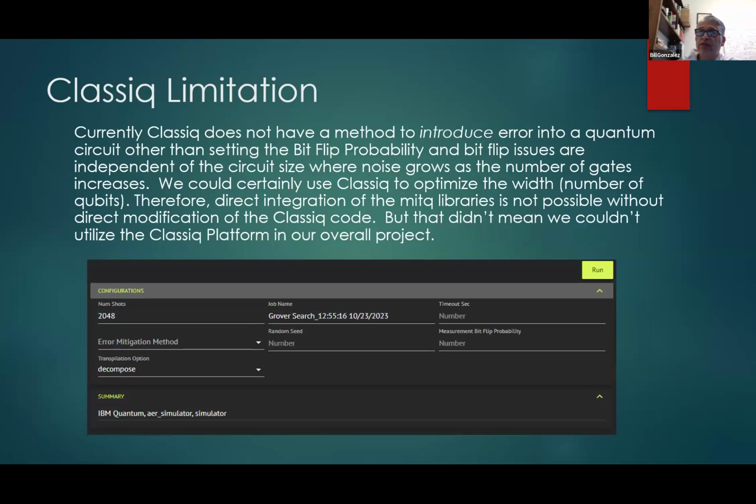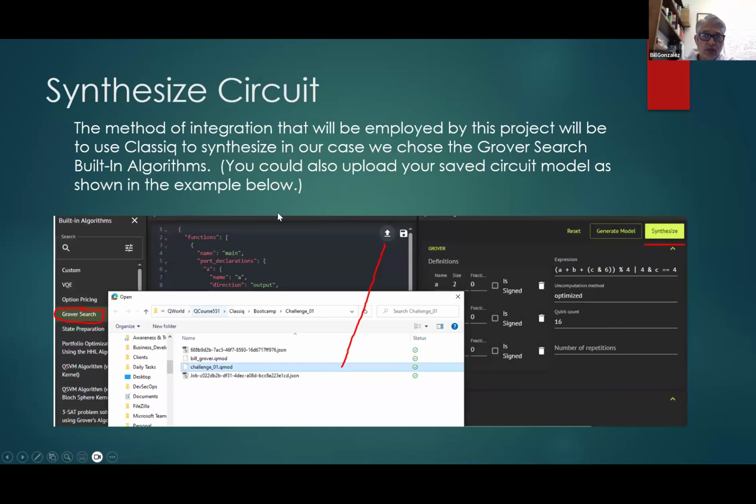So going down to Classiq, some of the things that we encountered is there is no way to actually introduce error other than the bit flip probability in the GUI. So this is just a sort of a screenshot. That was one of the things that didn't allow us to integrate more tightly. But that doesn't mean that we couldn't use Classiq's SDK for part of our experimentation.